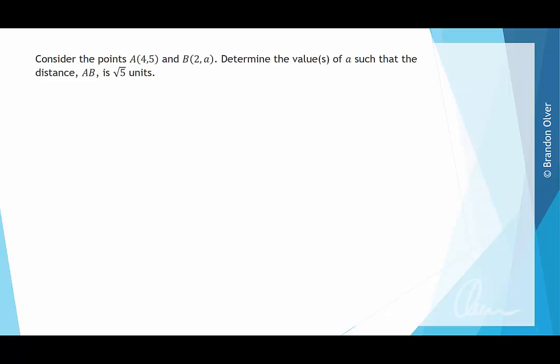Consider the points A, which is (4, 5), and B, which is (2, a). Determine the values of a such that the distance AB is the square root of 5 units. So we need to remember that the distance between 2 points, which is denoted AB, is equal to the square root of (x2 subtract x1) all squared plus (y2 subtract y1) all squared.